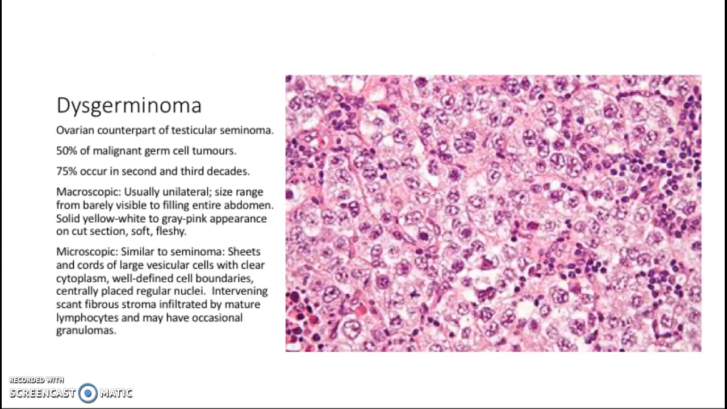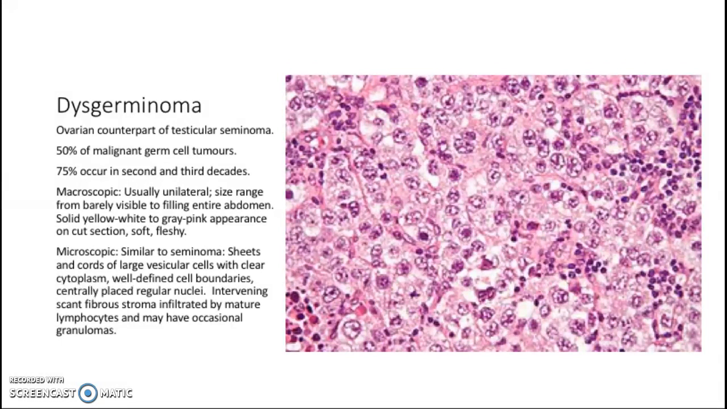If you have read about male reproductive system pathology, you will have learned about testicular seminoma. A similar morphology to testicular seminoma can happen in the ovary, and this is called dysgerminoma. 50% of malignant germ cell tumors are composed of dysgerminoma, and 75% of this tumor occurs in the second and third decade.